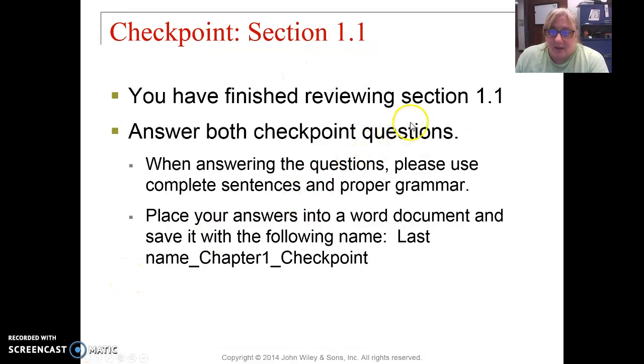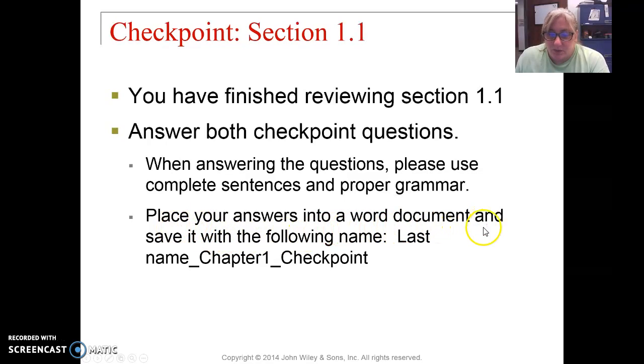And at this point, you've finished section 1.1, and you can now do some checkpoint questions. These are questions at the end of each section. And so I would like you to answer the first checkpoint questions. There are 2 of them. When you answer these questions, use complete sentences and proper grammar. I will be looking at these to make sure that you are writing correctly using college level writing.